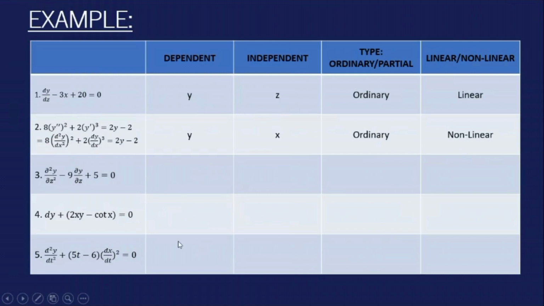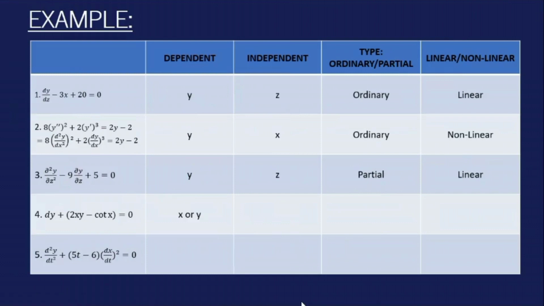So let's proceed to number 3. The dependent is y because the variable in the numerator is only y, and the independent is z. The type of differential equation is partial. Why partial? Because we have the sign of the partial derivative, which looks like a broken 6. That is why it is automatically partial even though it has only one independent variable. Is it linear or nonlinear? It is linear since it is only in the first degree.